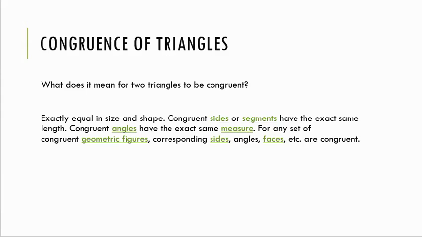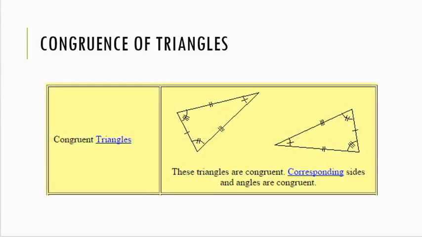are congruent. These triangles are congruent, therefore the corresponding sides and angles are also congruent. This angle is congruent to this angle. This angle is congruent to this angle. This angle is congruent to this angle. As well as this side right here is congruent to this side. This side right here is congruent to this side. And these two sides are congruent. Therefore, the triangles are congruent.